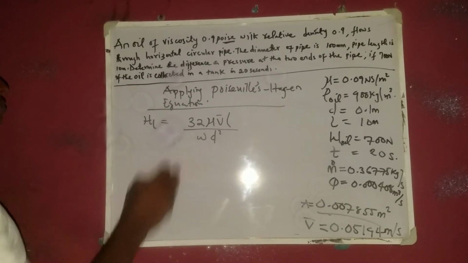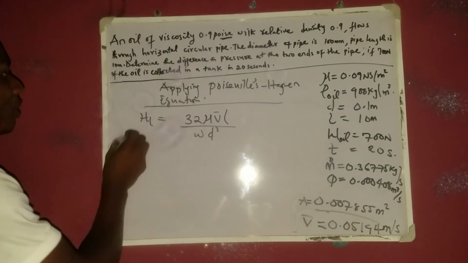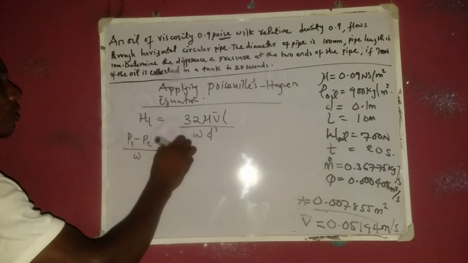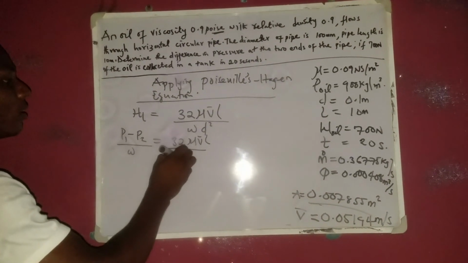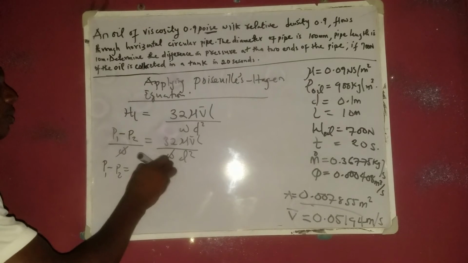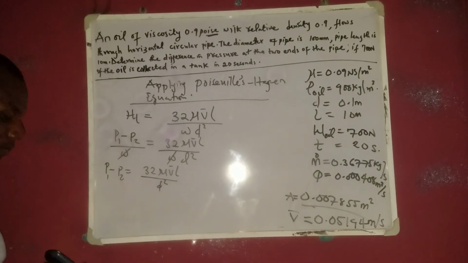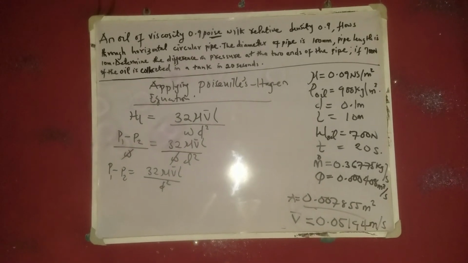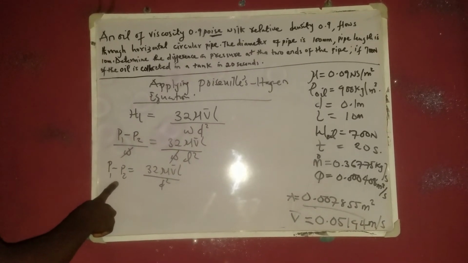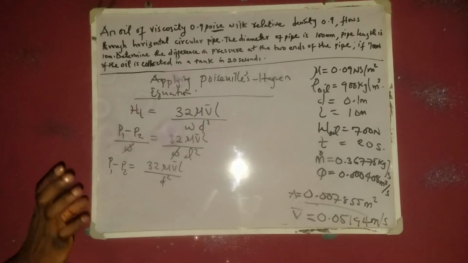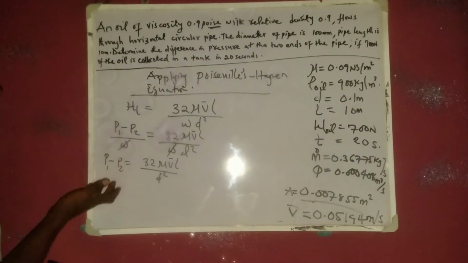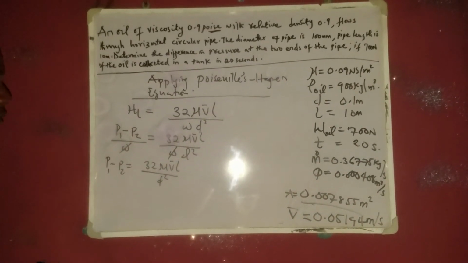This is the diameter. But we know also that head loss is the difference in pressure all over the specific weight, equal to 32 mu VL all over the specific weight times D squared. Of course, this cancels out. So P1 minus P2 is equal to 32 mu VL all over D square. So we will try to impute the values which we've gotten thus far, because this is what we are asked to look for, difference in pressure. When we started, I drew the schematic diagram of the pipe and looked at the pressure at the first section and the pressure at the second section. So this is the difference in the pressure between both ends of the pipe.